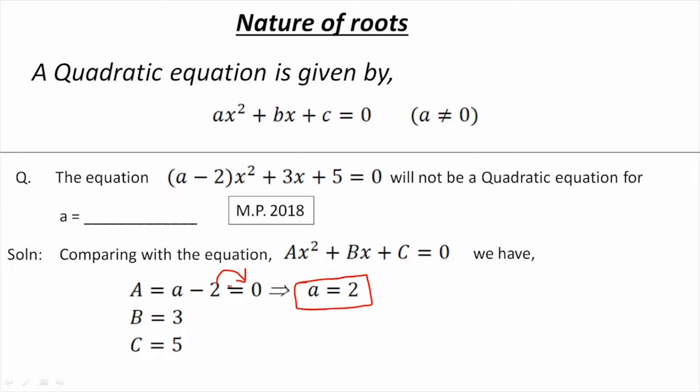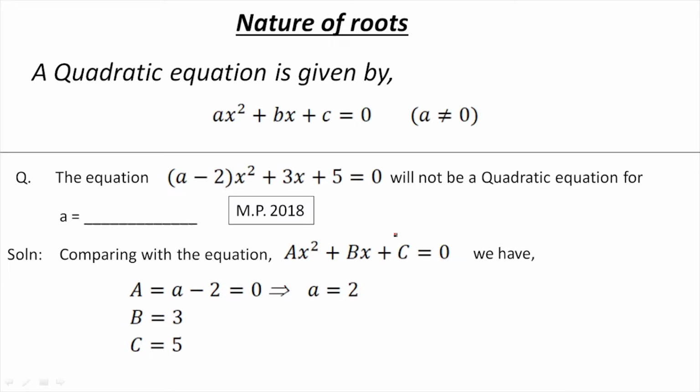So what is the correct answer? If a is equal to 2, then this equation will not be a quadratic equation. If you write 2 here, 2 minus 2 is 0, so the whole of this term will disappear and there will be no x square. At that time it will not be a quadratic equation. So this is how we solve when small letters are already given. We'll just take a standard quadratic equation with capital letters A, B and C.